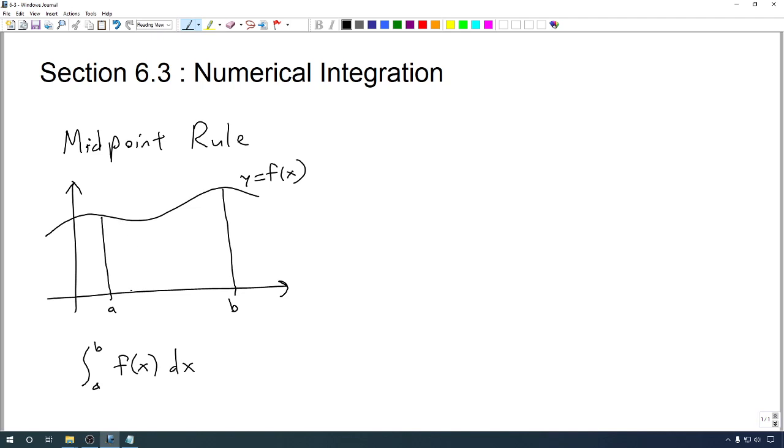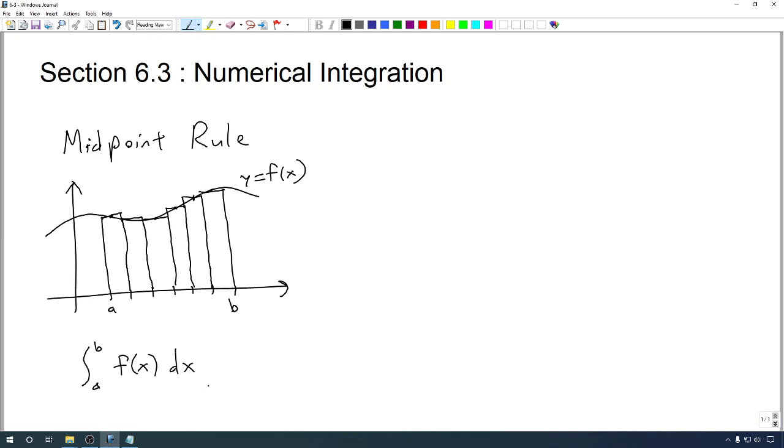But we divided our interval up into equal width subintervals. And then we took the midpoints of all those subintervals as the x value that we put into the function to get our heights. Just trying to draw this kind of quickly is a little difficult.